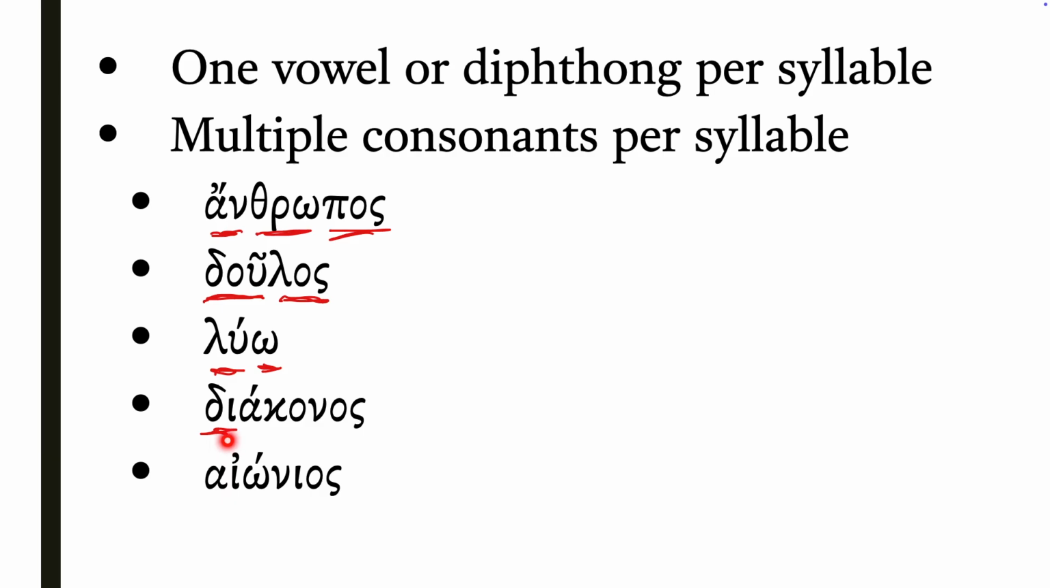So the first syllable is D. The next syllable is ak, as in the alpha kappa. The next syllable is on, omicron nu. And the last syllable is os, omicron final sigma. So D, ak, on, os. Put it together a little faster, diakonos.